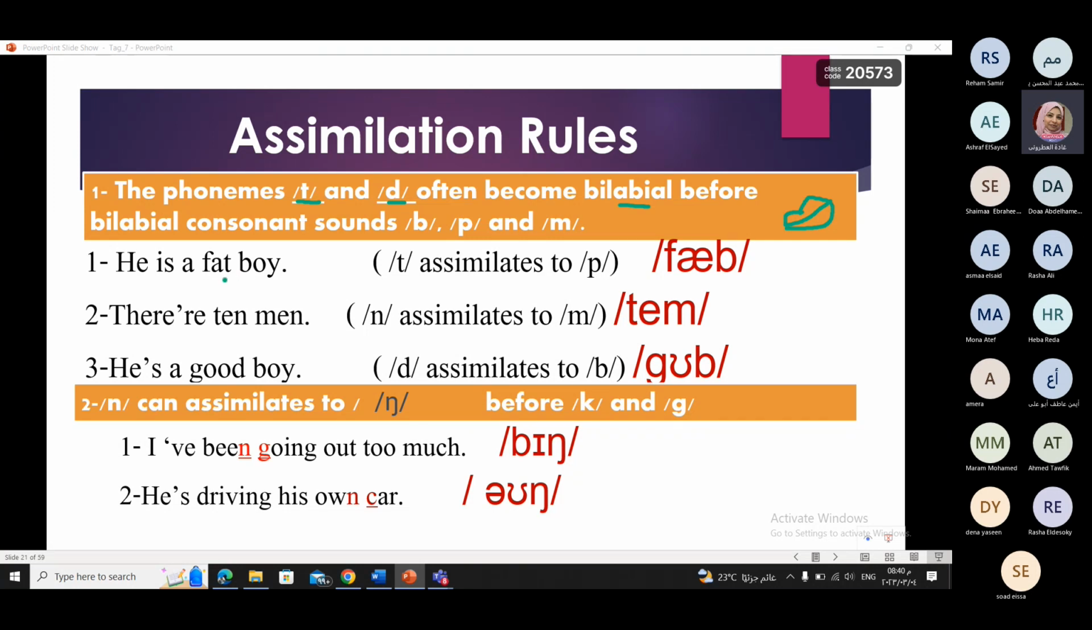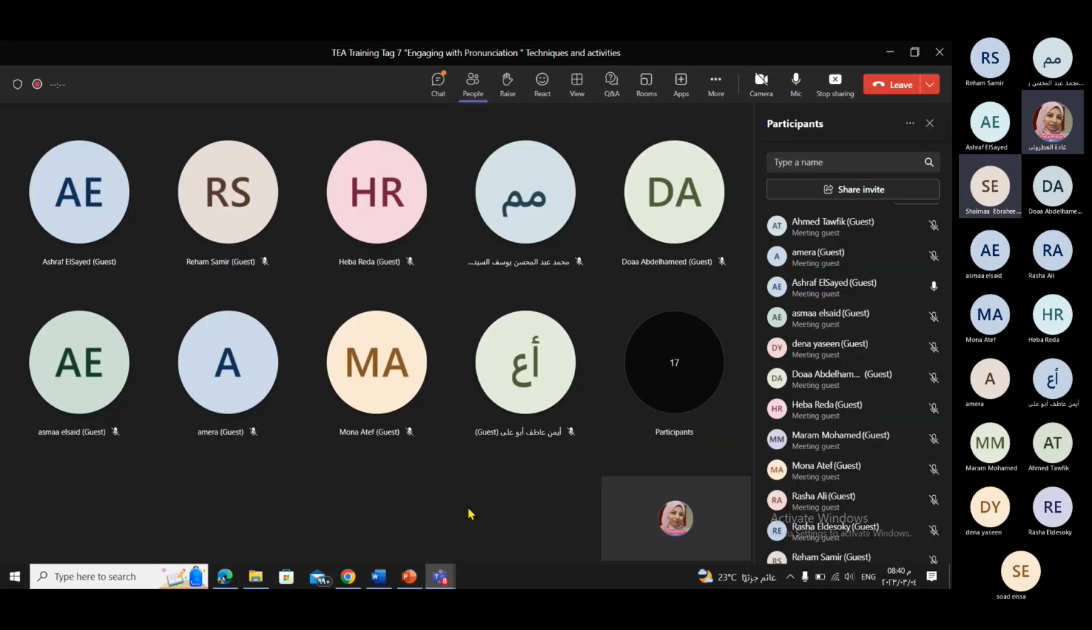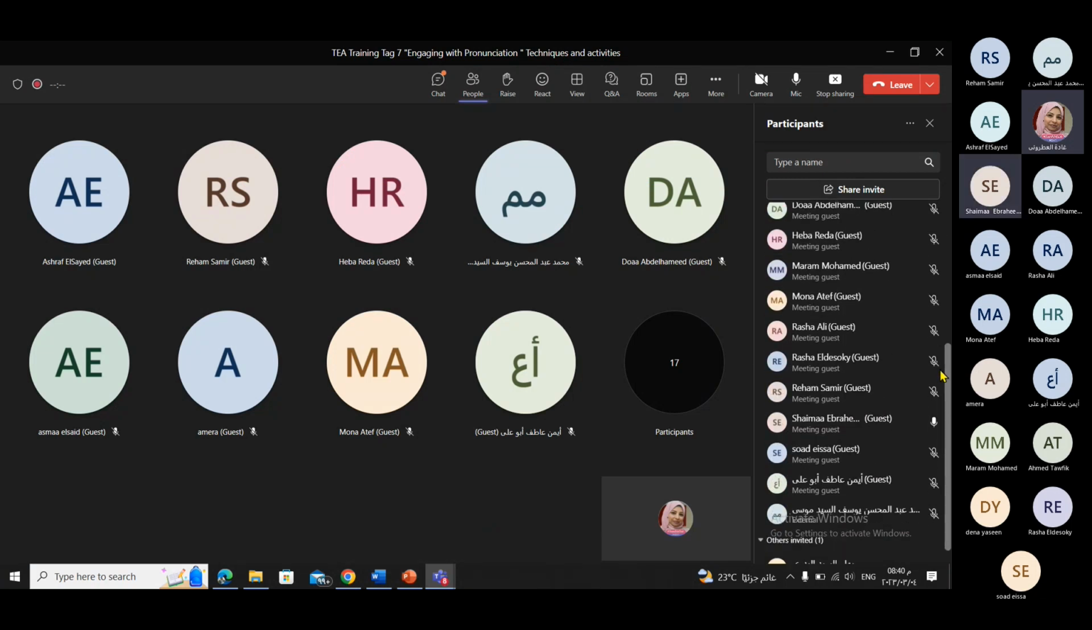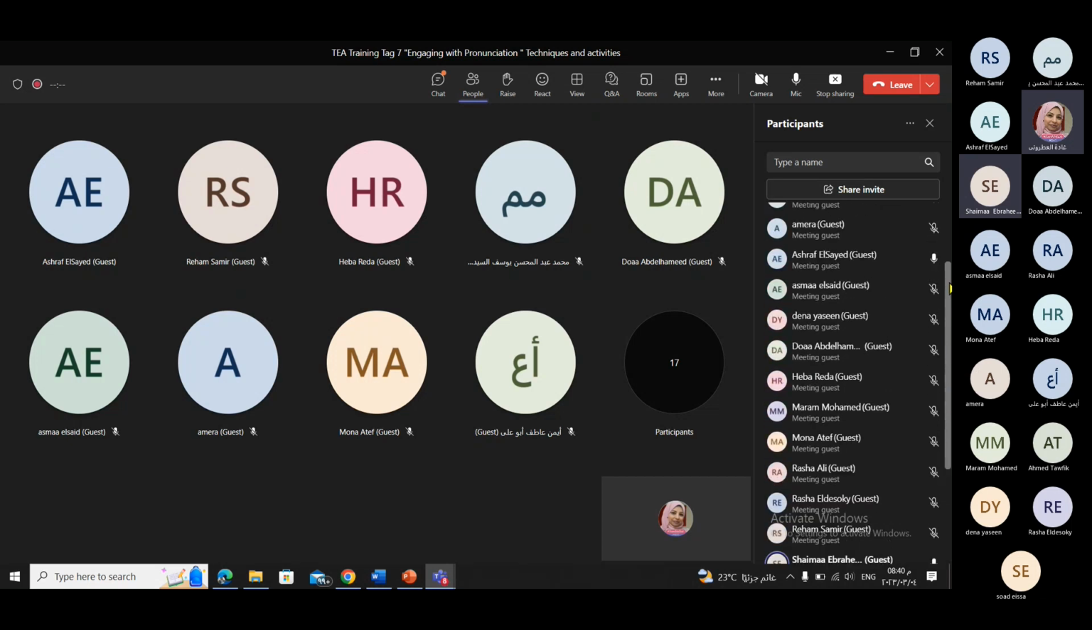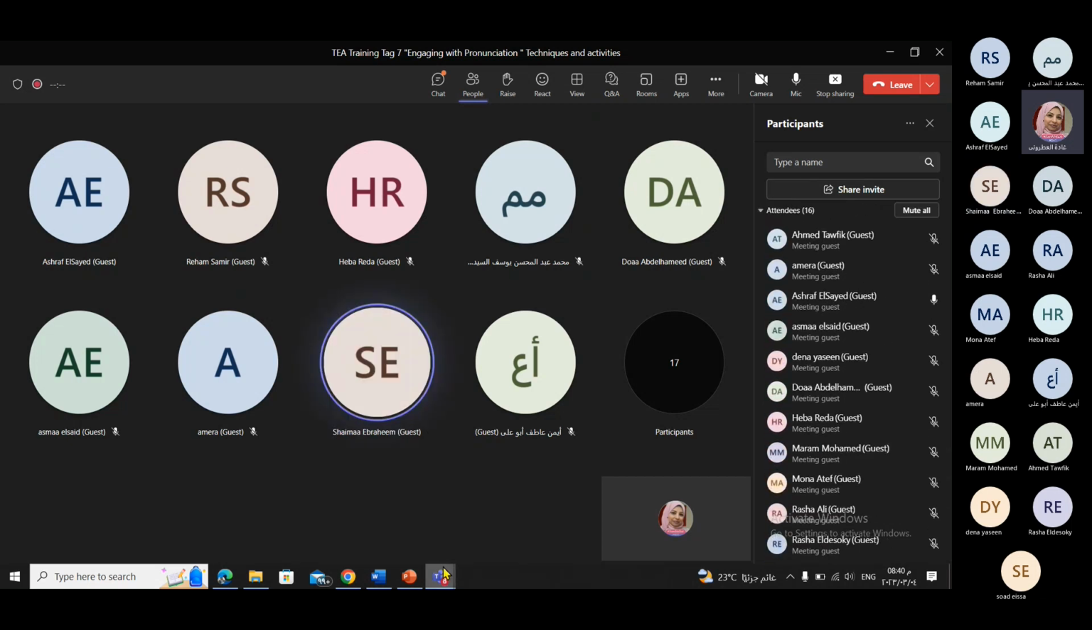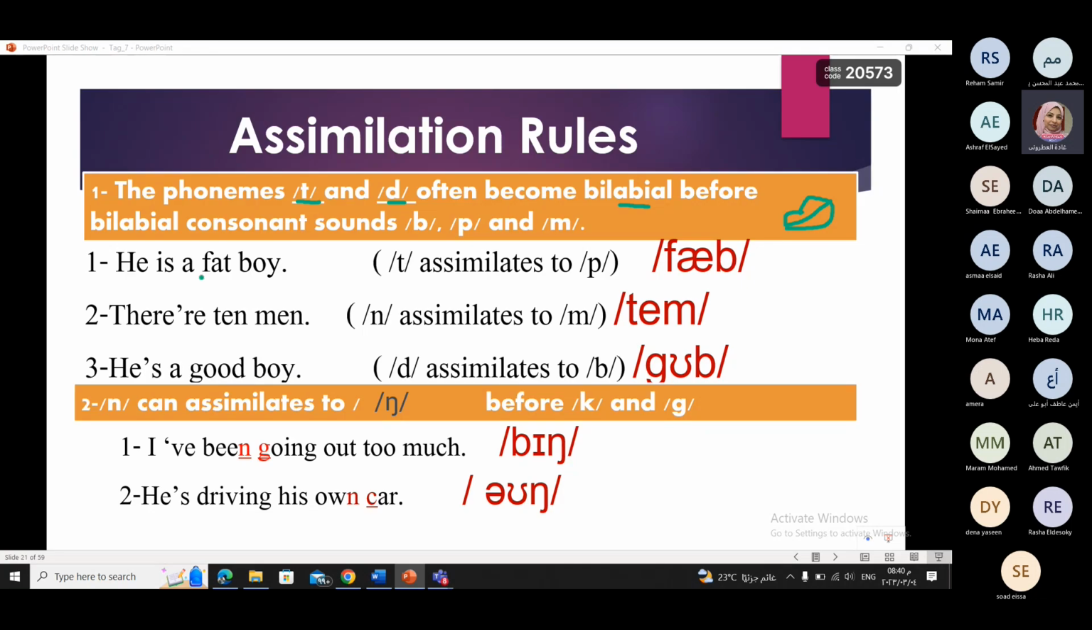Okay, who can read this? Yes, go ahead, please. Who is speaking? Let me see. Please raise your hand. Yes, Shayma. He is a fat boy. Yeah, excellent. He is a fat boy. What about the T here? Yeah, it assimilates to B. Fat boy. Fat boy.